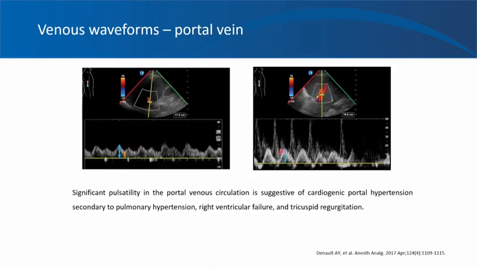And these waveforms here are abnormal, and they show significant pulsatility in the portal vein circulation, which suggests cardiogenic portal vein hypertension. And the pulsatility in the second picture is significantly higher than this one, which probably indicates more significant congestion. And cardiogenic portal hypertension can be secondary to pulmonary hypertension, right ventricular failure, or even tricuspid regurgitation.